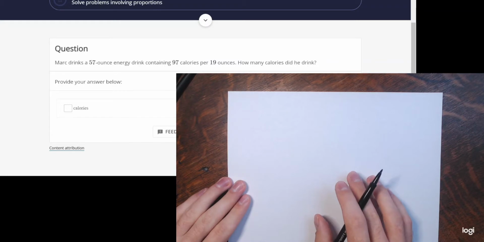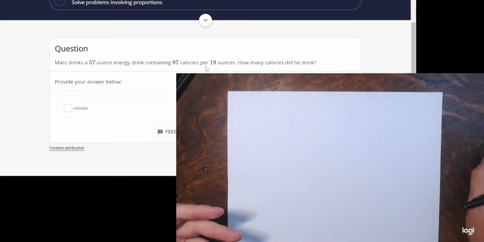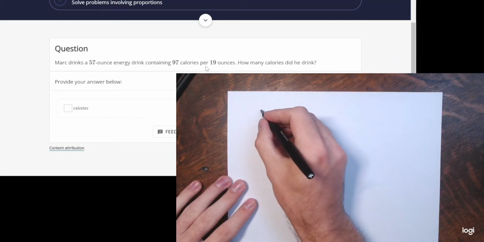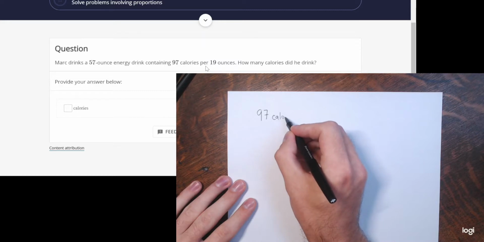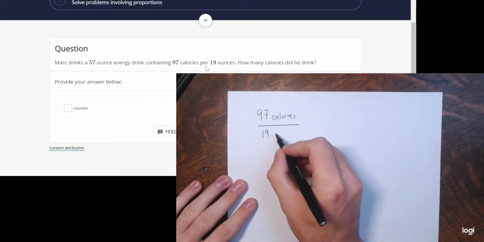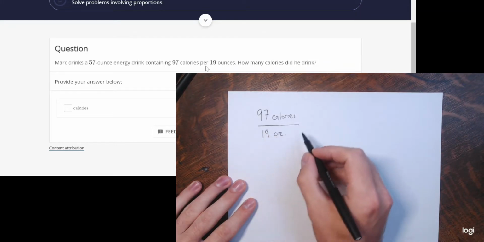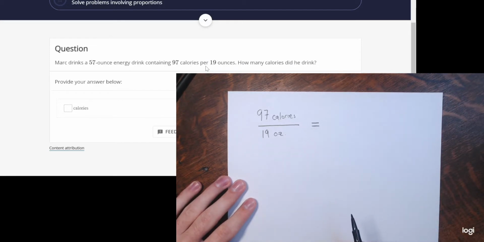So it says here, Mark drinks a 57-ounce energy drink containing 97 calories per 19 ounces. Again, the word per implies there's a ratio, a division there, right? Miles per hour, dollars per gallon, etc. So I have this ratio. For this energy drink in general, there are 97 calories per 19 ounces. Again, I'll do OZ for ounces. And this ratio should be the same as the ratio for the energy drink that Mark is drinking.